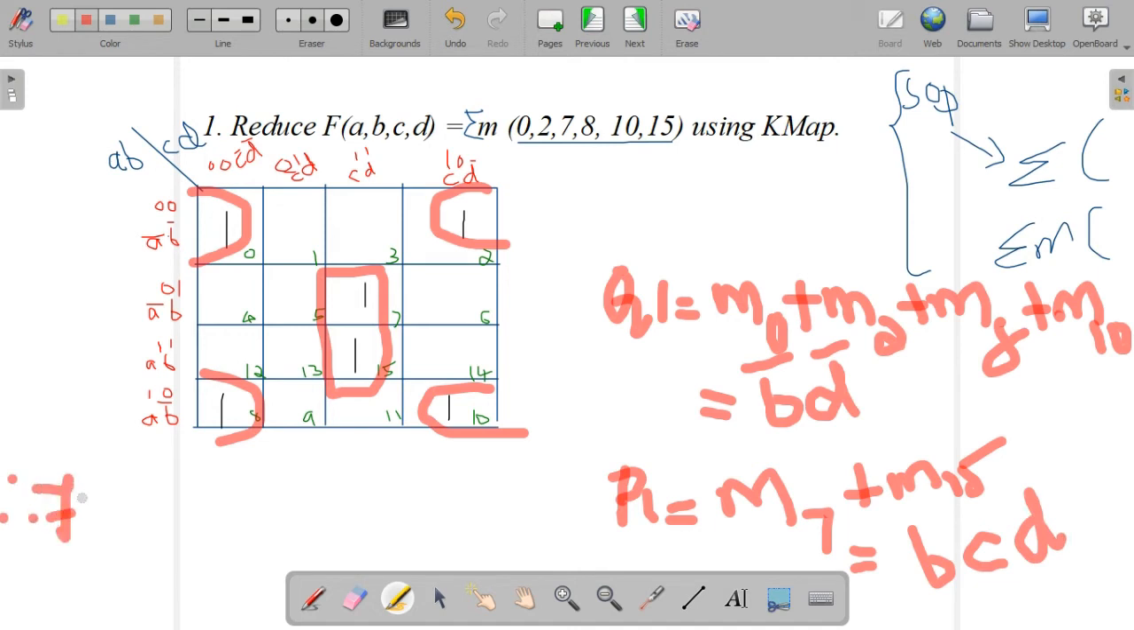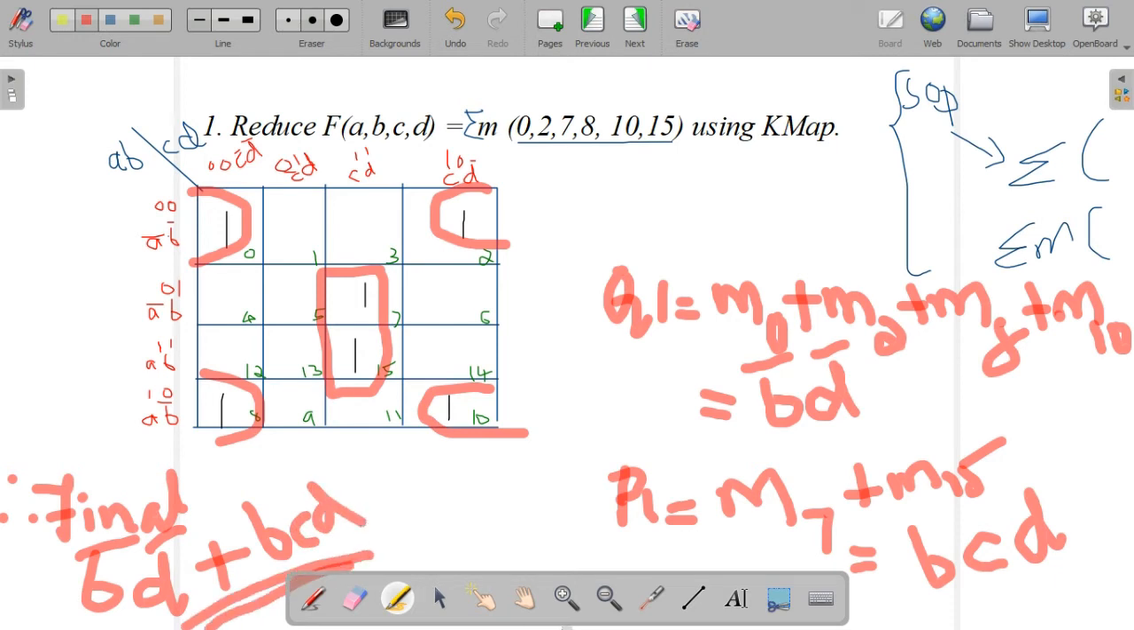So 2 expressions we got, and therefore the final expression is B dash D dash plus B C D. This is the way we write that function. This is the reduced expression for this question, or this is the final answer: B C D plus B dash D dash, like this we can write.